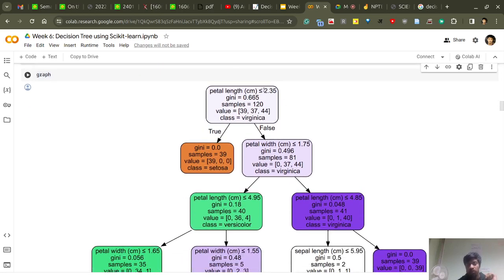If the petal length is less than 2.35, is it true? If it is true, then it goes here. If it is false, it goes here.